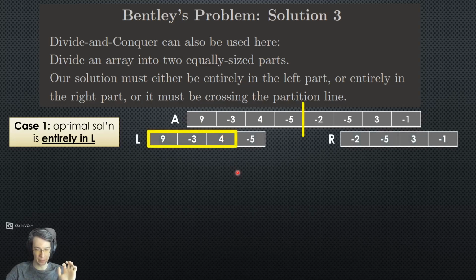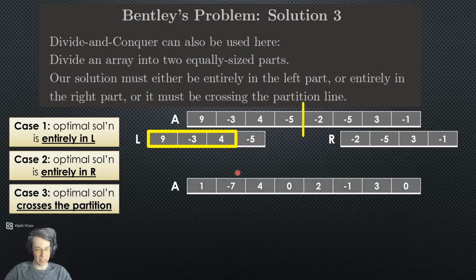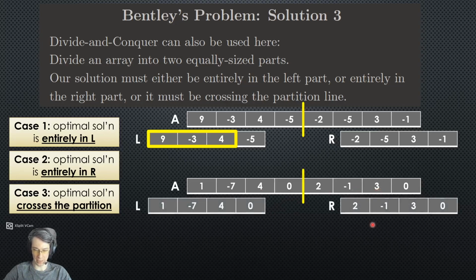There you go. And case 2, the optimal solution is entirely in the right half. Okay, fine, it's symmetric. I won't bother drawing it or giving an example. Case 3, the optimal solution crosses the partition between the two halves. So this is an example where that's true. In fact, we saw this example before. The optimal solution was 4, 0, 2, negative 1, 3, right? And that crosses over the middle partition. So we have these three cases.